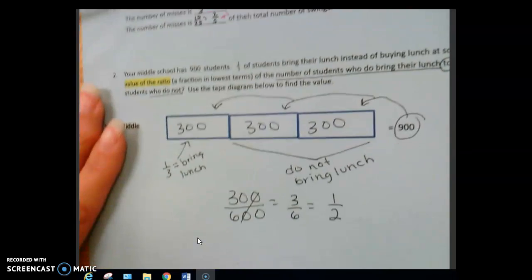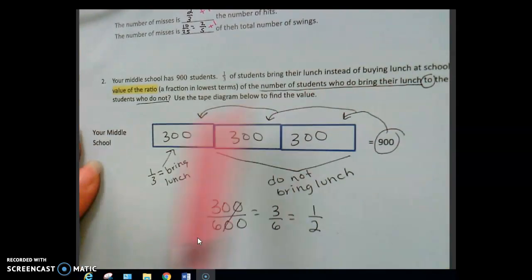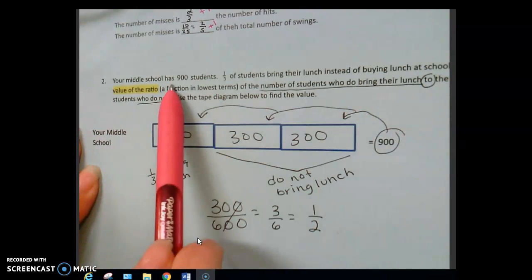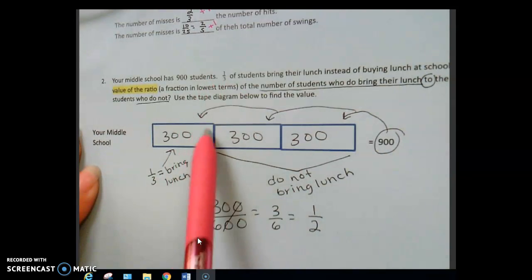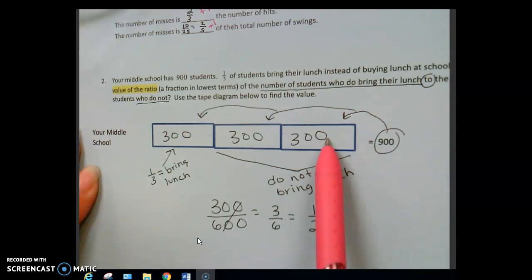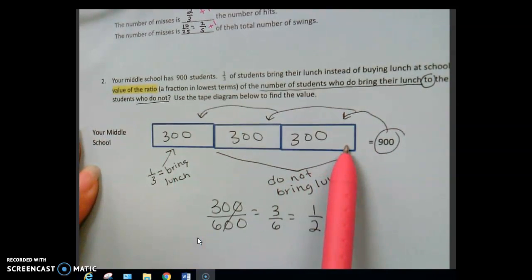Down here for number 2, what they told you is 1/3 of the students brought their lunch. So here's your middle school. There was a total of 900 kids in the middle school. So I put this into 3 pieces because I know that 1 out of those 3 pieces are the kids that bring their lunch. After I knew this was 900, I could then divide that evenly between the 3 pieces. So then there's 300 here, which tells me that's the part that brings lunch. So that means the other 2/3, or these 2 sections, are the ones that do not bring lunch.